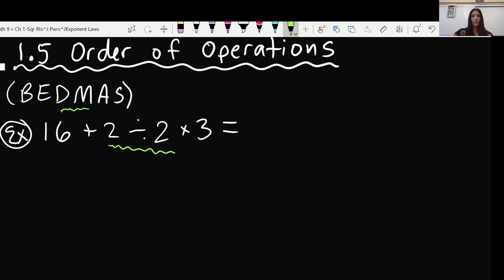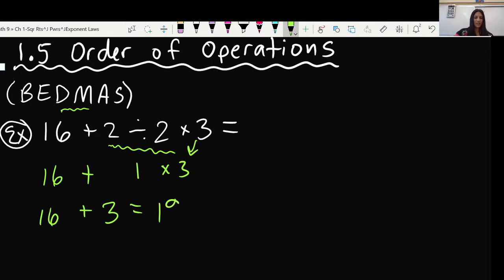So 2 divided by 2 would just give me 1. And then I'm going to take that and multiply it by 3, because I just bring down the 3 that was there. So I'm going to bring this down as well, 16 plus, and then we have all of this stuff going on. We're still not dealing with the 16 quite yet. 1 times 3 is just 3. So when I go through all of this, I get that 16 plus 3 is equal to 19. So after all that, my answer is 19.